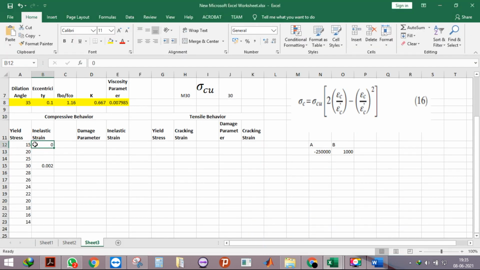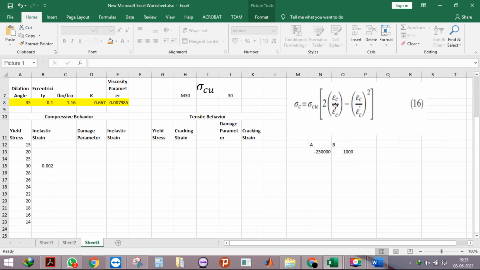But we have to calculate first whatever strain we are calculating. This strain we are calculating is not the yield strain, it is what is called the total strain, and we will calculate the inelastic strain after that using the formula which is given. So just avoid the name. First we need to calculate the total strain, then we'll get the inelastic strain from here.